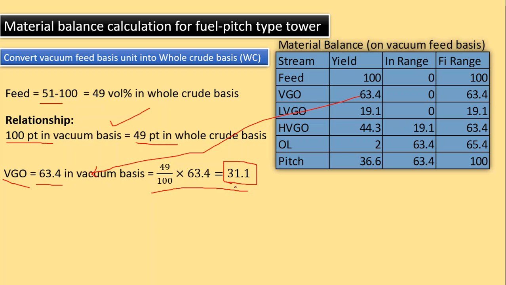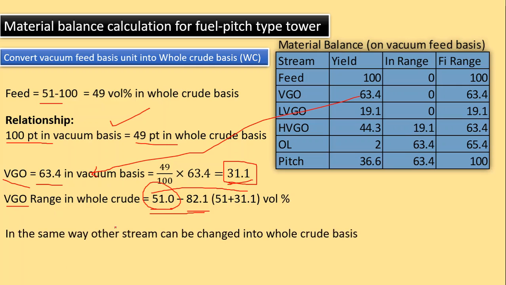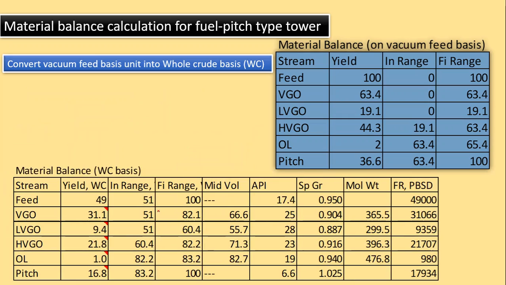So you have to put this value into the whole crude basis, and for that you can start from 51. This is the initial point in the whole crude. 51 is the starting point of the residue for the vacuum feed. Starting from this one and adding this 31.1 gives 82.1. So this is a range from 51 to 82.1 volume percent. This is the range for the VGO. In this way we can find the range of all these streams given here. This is a simple calculation method.